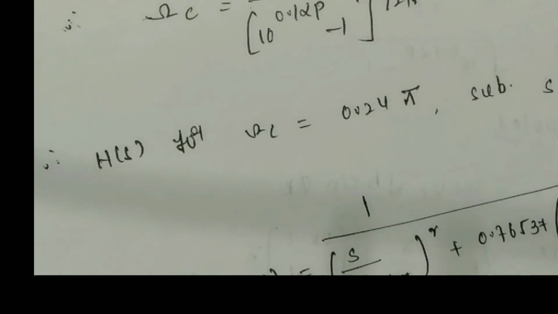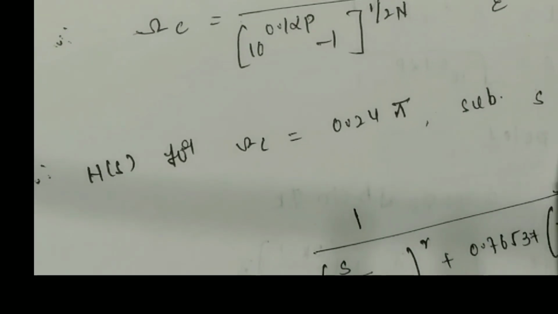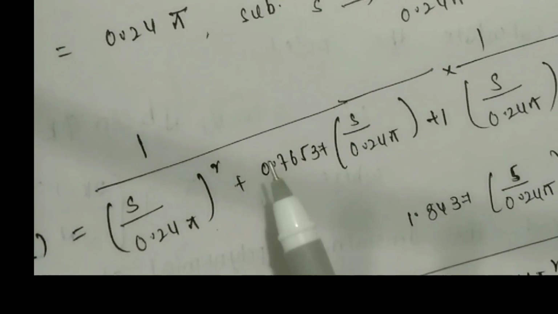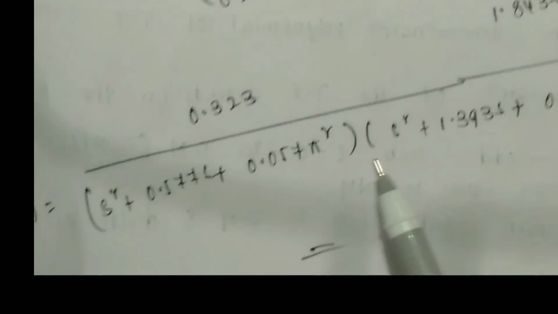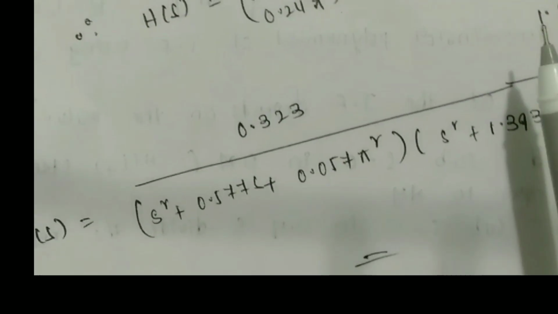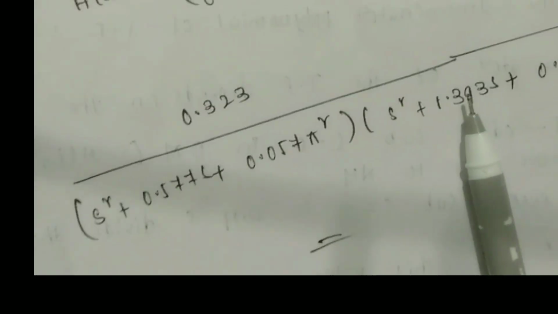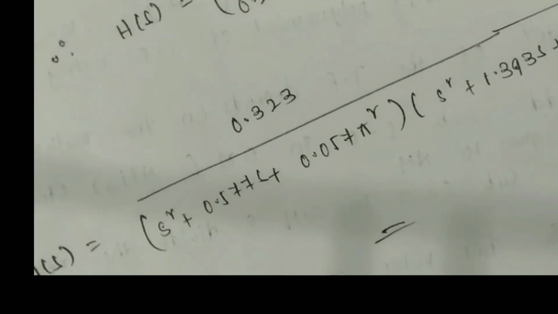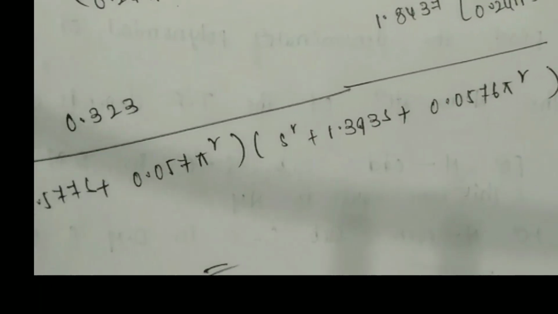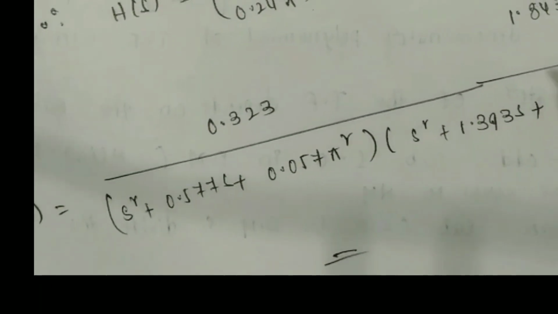I think I told you why we have to substitute: we are substituting for denormalizing, to get the actual filter. So if you substitute s by s by 0.24 pi in all of these terms, the equation turns into like this. So here, the designing steps are important. The rest of the mathematical calculations depend upon how fast you are. So this is the equation you got at the end.